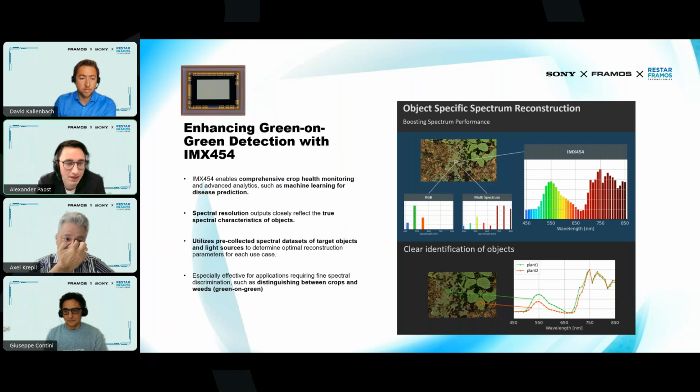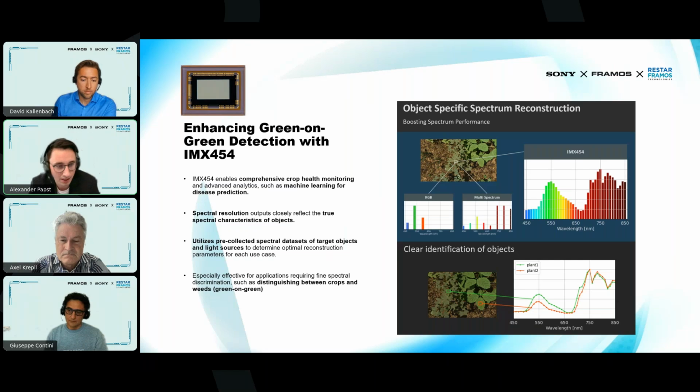So this is really a challenging application, and the IMX454 enables comprehensive crop health monitoring and advanced analytics, including machine learning for disease prediction. Spectral resolution outputs closely reflect the true spectral characteristics of the objects. And here's how this works in practice.